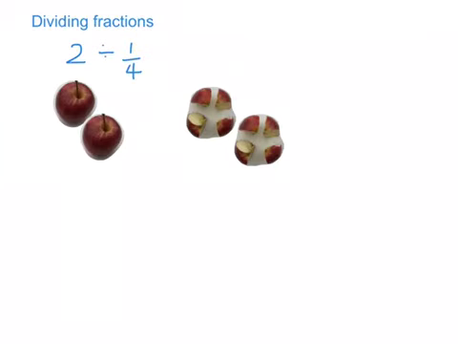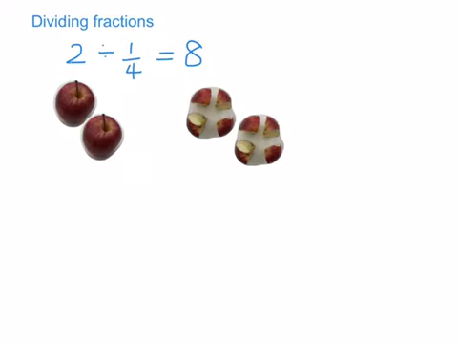So you can see I started with 2 apples, I cut them into quarters, and you can see now that I am actually left with 8/4. So 2 divided by 1/4 gives me the answer of 8. So when you're dividing by a fraction, your answer is going to become bigger.